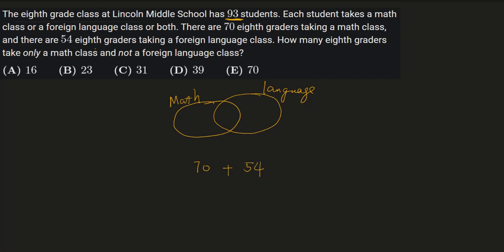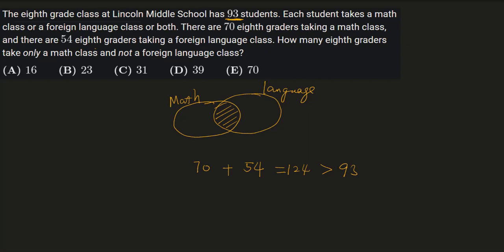If you add up these two numbers, we'll get 124. So this is certainly greater than the total number of students, 93. That's why we draw these two sets with an intersection, right? This is the intersection for the students that are taking both classes.